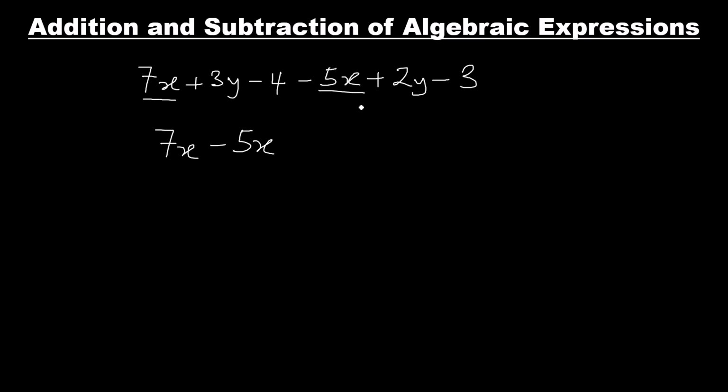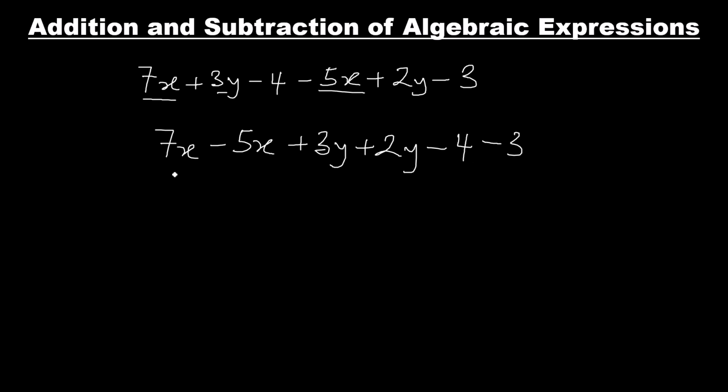So we are done with the x. So now let's move to y. So this is plus 3y. Let's see if we have another y in there. This is another y, 2y. We are done with the y. So what do we have? We have negative 4. So minus 4 and minus 3.